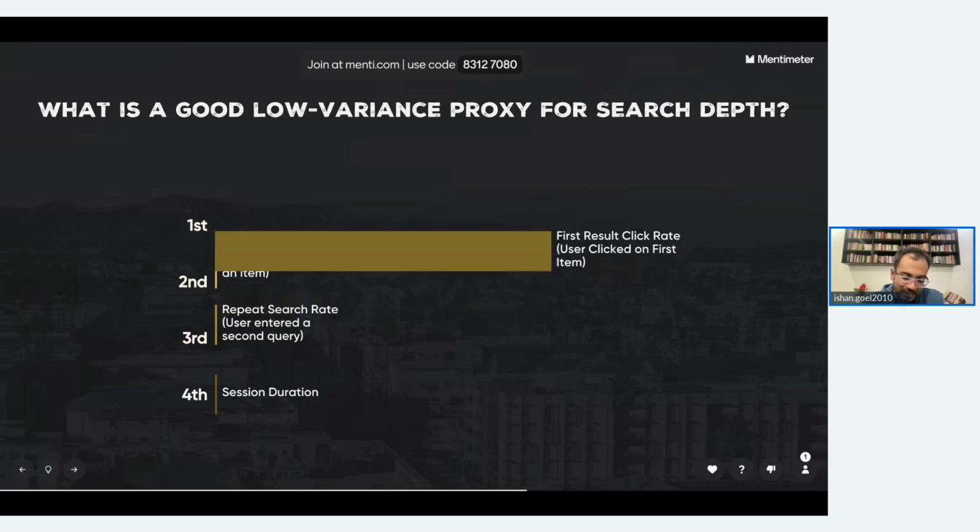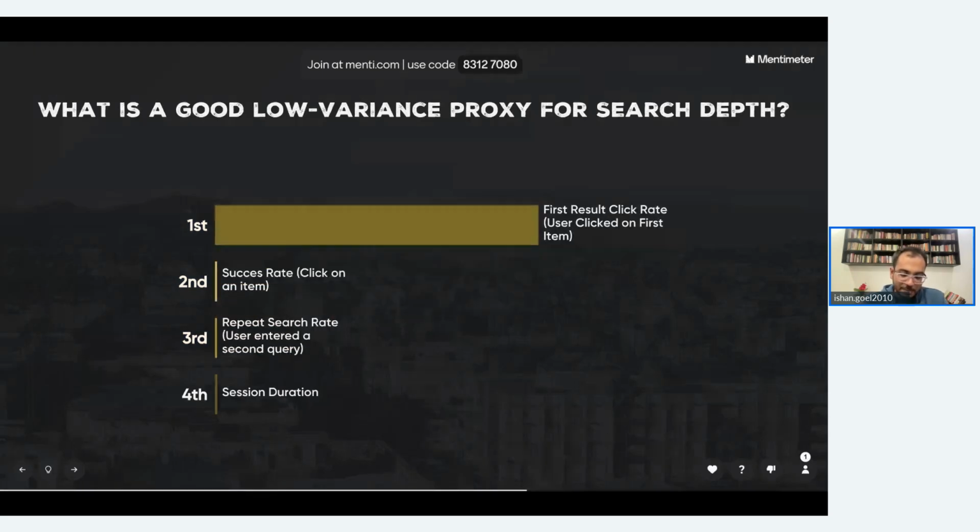Yes, this was hard, but I think people have gotten the right answer. That first result click rate is complicated because it will be very less sensitive. But I placed it specifically here because as you improve your search rankings, the ratio of people clicking on the first item will increase. So it is a good proxy.